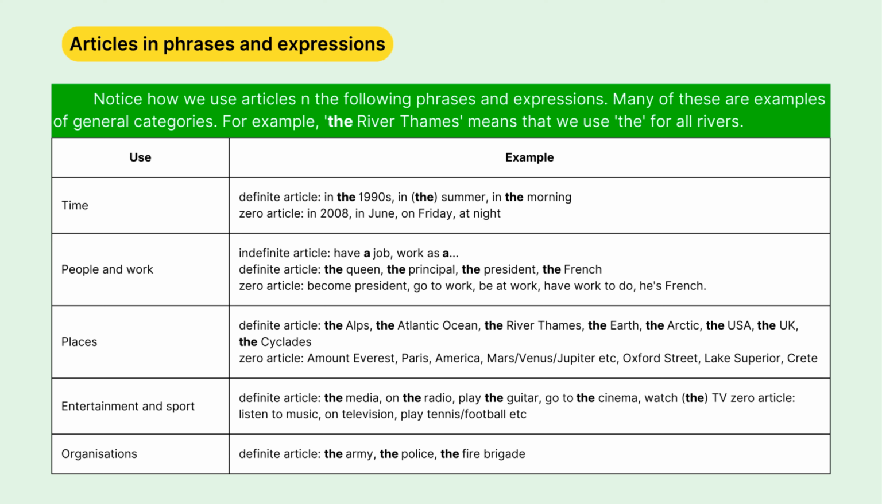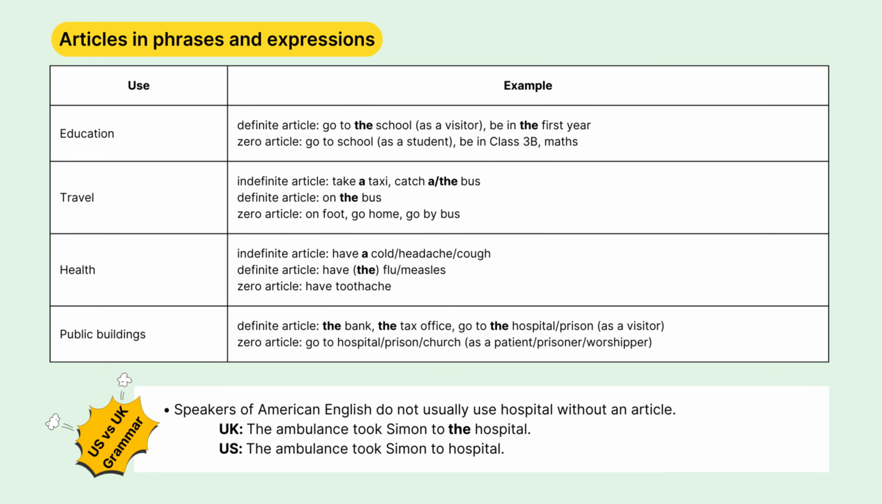Entertainment and sport. Example: definite article: the media, on the radio, play the guitar, go to the cinema, watch the TV. Zero article: listen to music, on television, play tennis, football. Organizations. Example: definite article: the army, the police, the fire brigade. Education. Example: definite article: go to the school as a visitor, be in the first year. Zero article: go to school as a student, be in class 3B, maths.